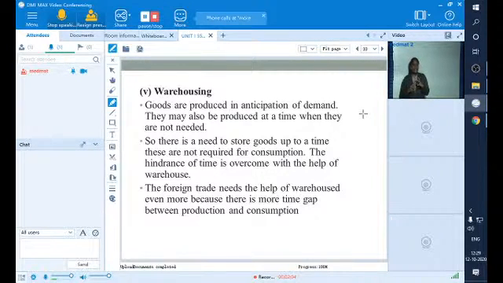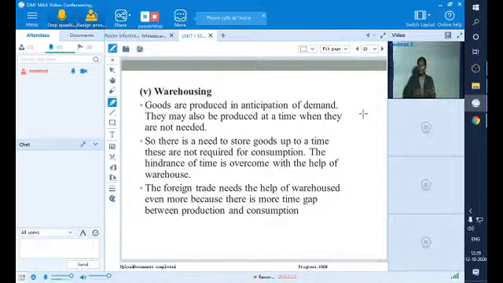They may also be produced at a time when they are not needed. Sometimes we are producing an excess amount of goods and there is no demand in the marketplace. At that time we need to store the goods in a particular place. So there is a need to store goods up to a time when they are not required for consumption. The hindrance of time is overcome with the help of the warehouse.